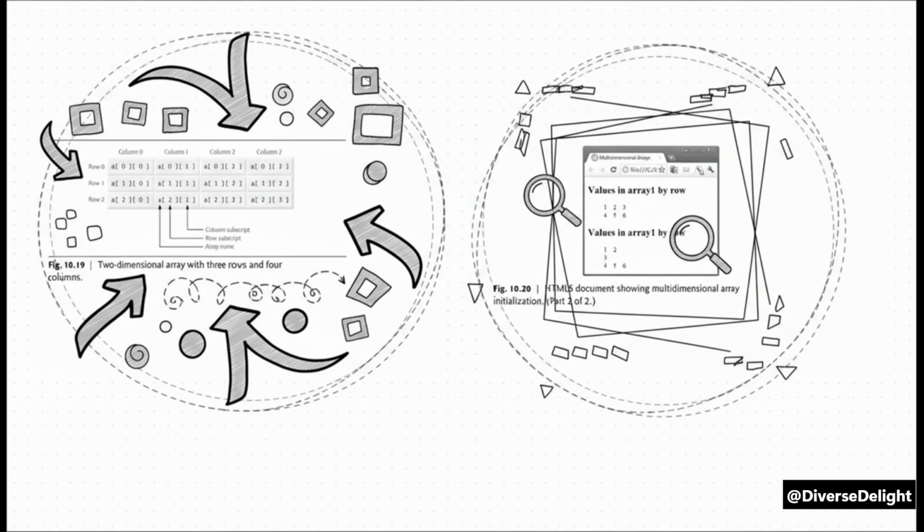On the left, you see the idea. We use two index numbers, one for the row, one for the column, to pinpoint any spot in a grid. Then look to the right. You can see how that code structure creates a real visible table. It opens up a whole new world for organizing data.